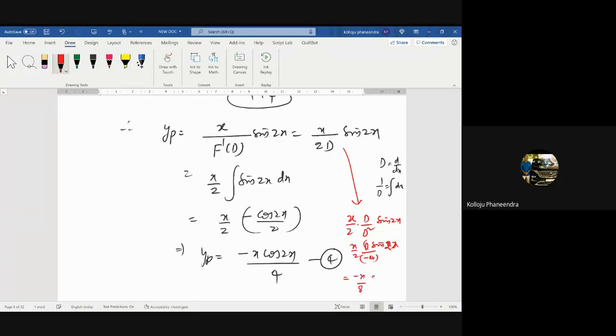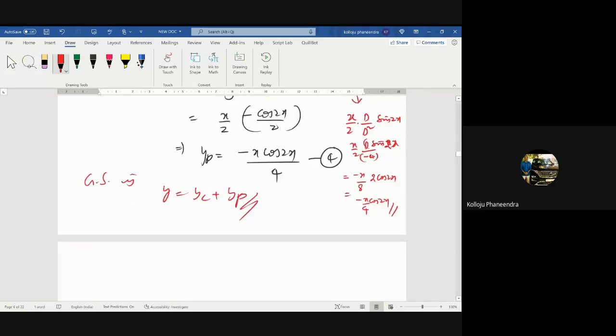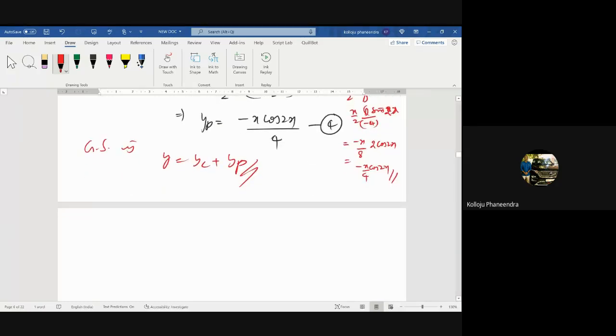Derivative of sine 2x is what? 2 cosine 2x. So that is equal to what? Now minus x by 4 cosine 2x. Both are the same. You can proceed in any manner. So finally, the general solution is y equal to yc plus yp. You always write this. Combine those two solutions, yc and yp. Now, next, let us take the problem.